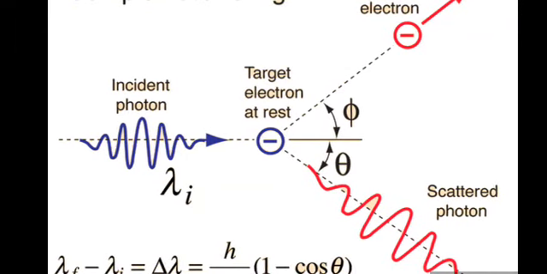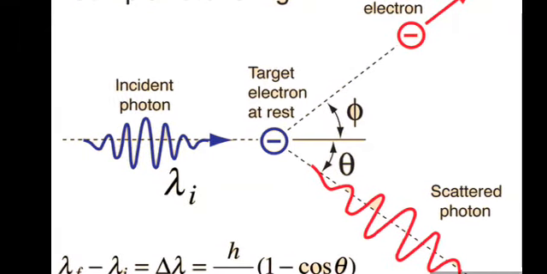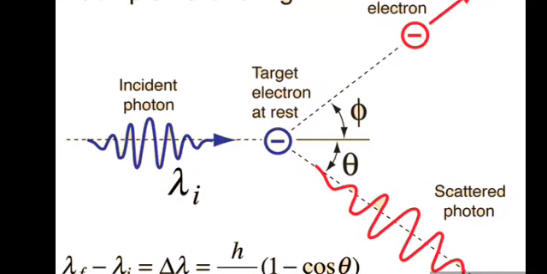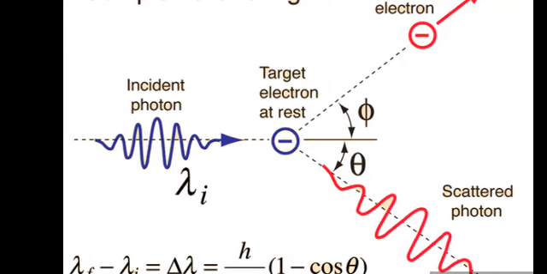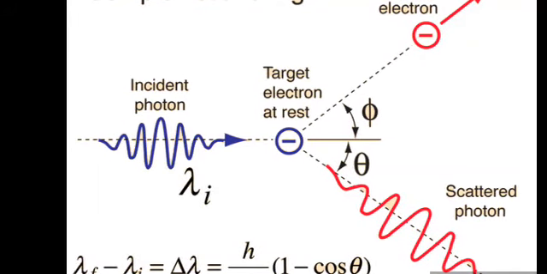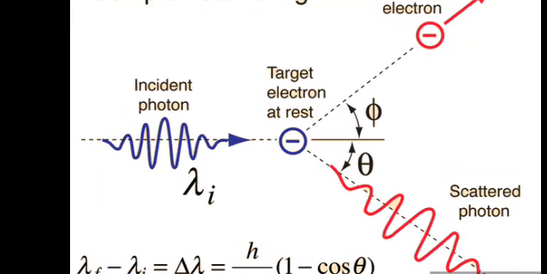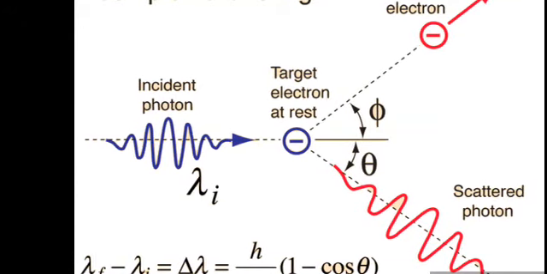The angle phi is the angle between the horizontal axis and the scattered X-ray, and our lambda prime is the wavelength of the scattered X-ray, and our lambda is simply the wavelength of our incident X-ray.